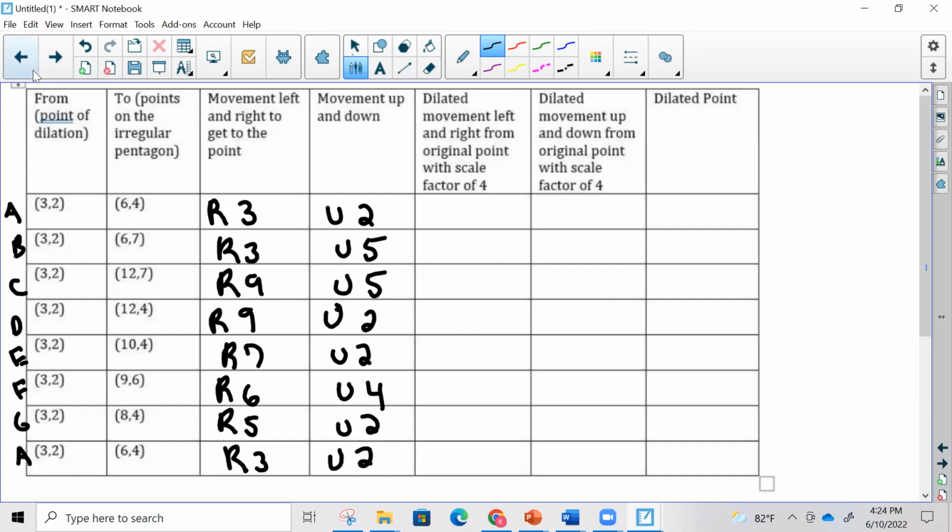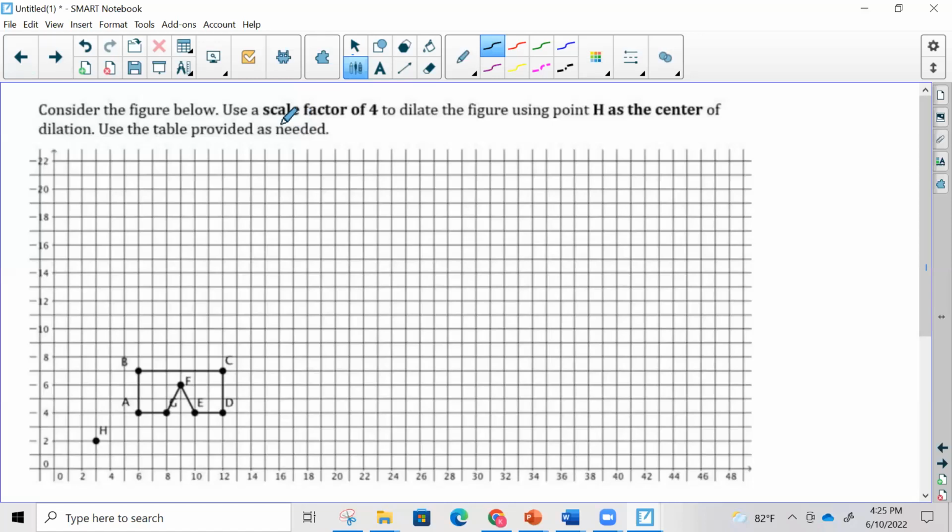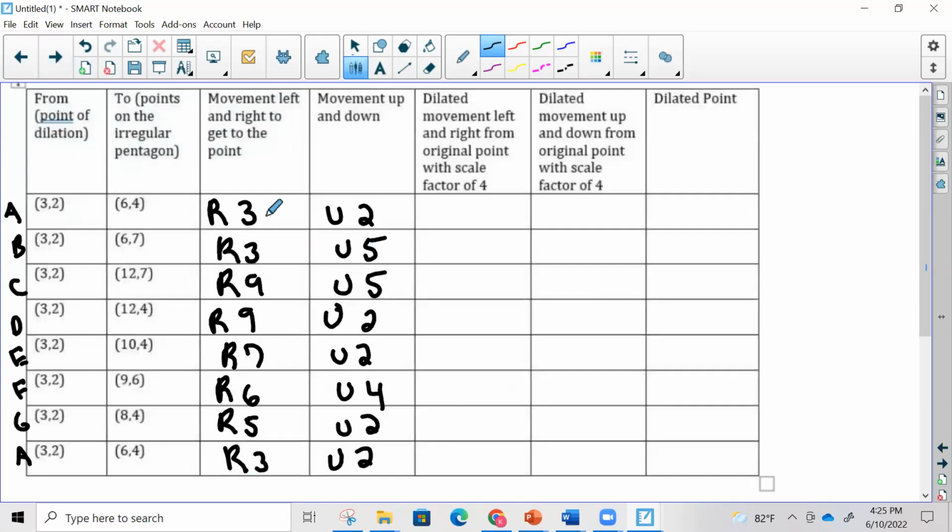Okay, so then we take the scale factor. So it says we're going to do this figure. We're going to use a scale factor of 4 for this figure, with H as the center of the dilation. So what I'm going to do is take these distances I got, how far each point is from the center, and enlarge them by a factor of 4. So I'm going to multiply all of these numbers by 4 and all of these numbers by 4 to figure out how much I count from the center.